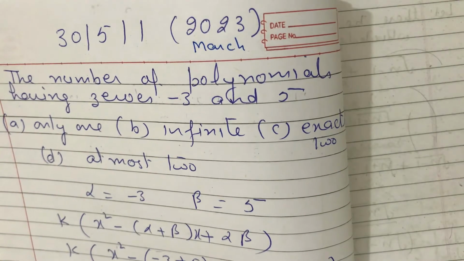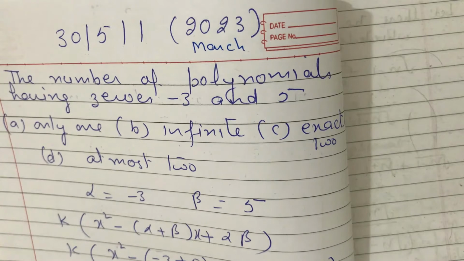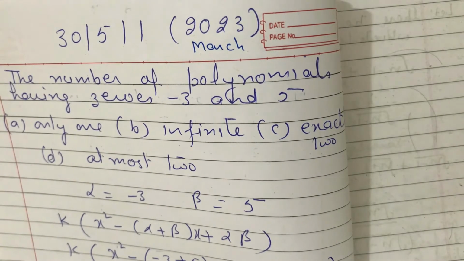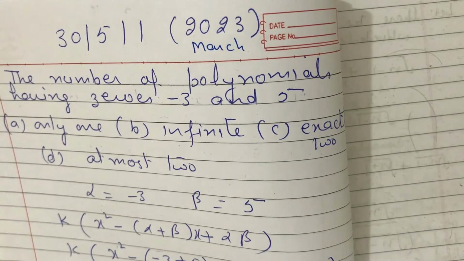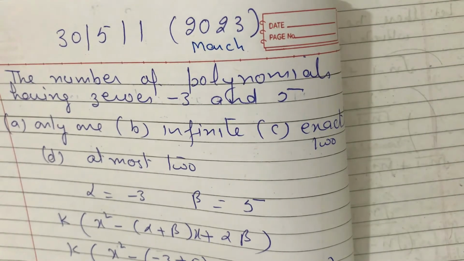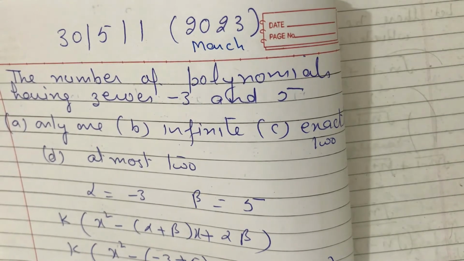Now here I am going to explain set 30/5/1. This set has come in March 2023. I have already explained set 2. There are some different questions that were there in this set. So I am going to explain those few questions.